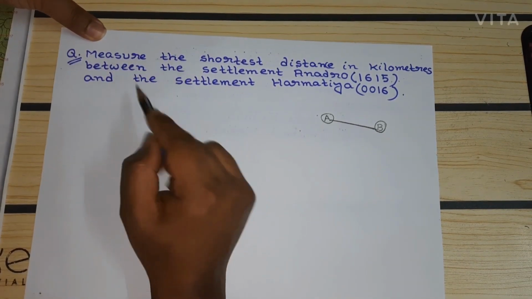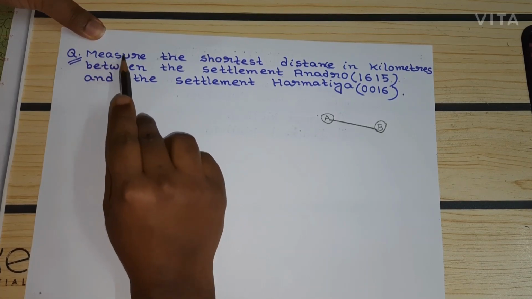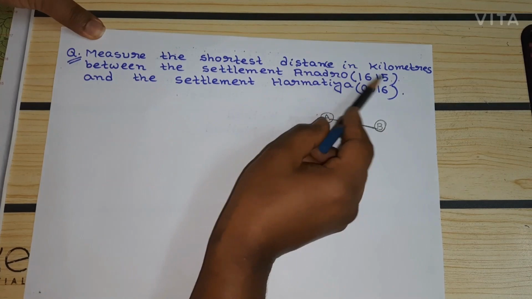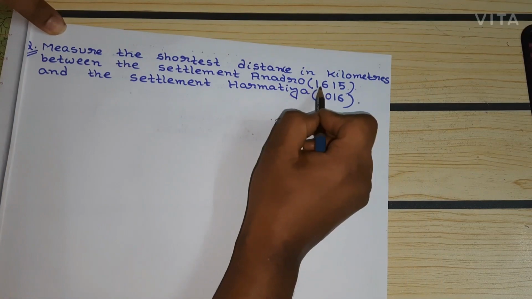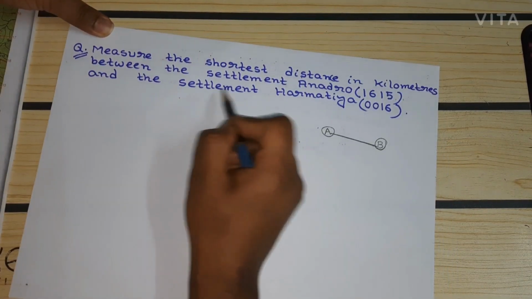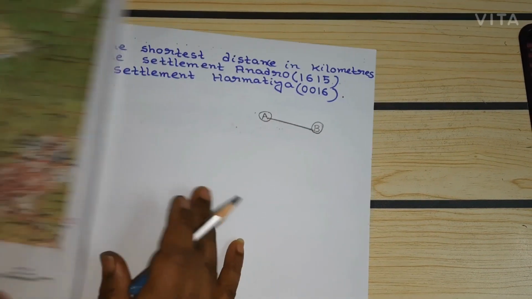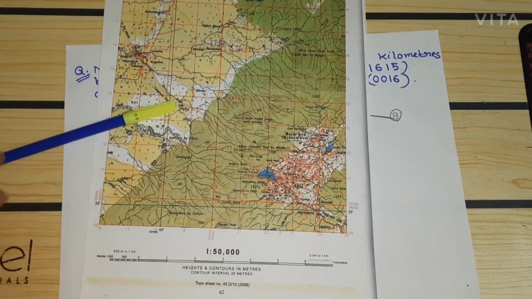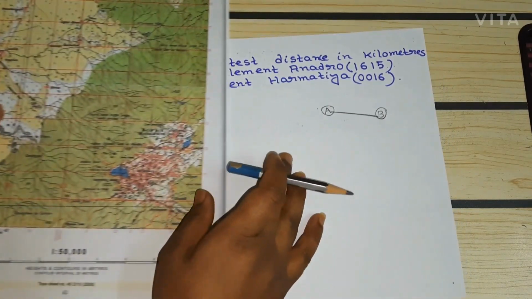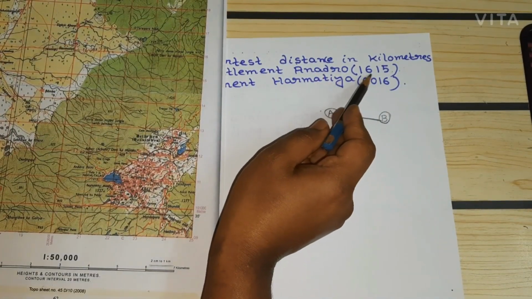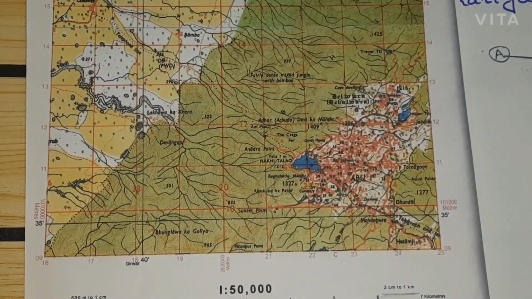So to know about this concept in more detail, I have written a question here. Measure the shortest distance in kilometers between the settlement Anadro, that is in grid number 1615, and the settlement Harmatia, that is in grid number 0016. So I will use this map for more understanding. Okay, so firstly we will try to find out the settlement Anadro, that is in grid number 1615. Okay, so let's find out the settlement.